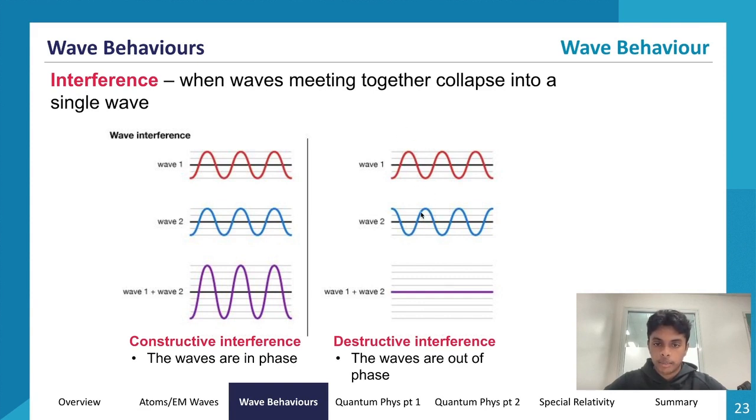You can see now the peak is at the bottom. They don't align properly. And what happens when they're perfectly half a wavelength out of phase is they form destructive interference. Destructive interference is when they completely block each other out, and wave 1 plus wave 2 ends up equaling just a straight line. So the waves are out of phase, and they completely block each other out.